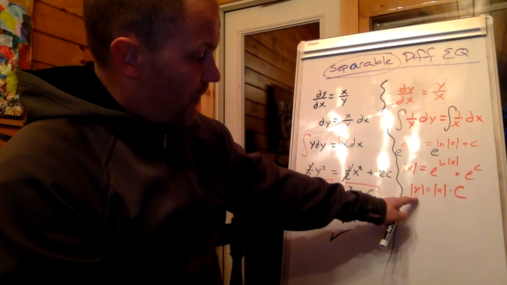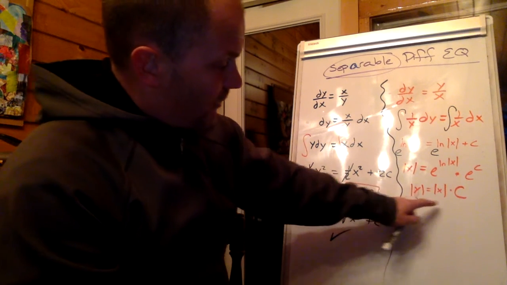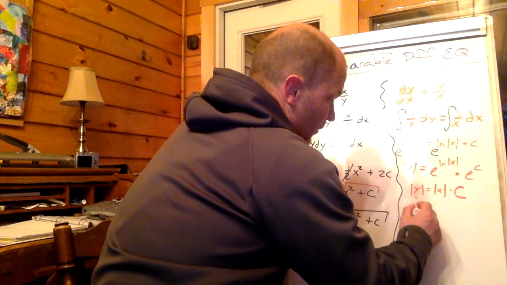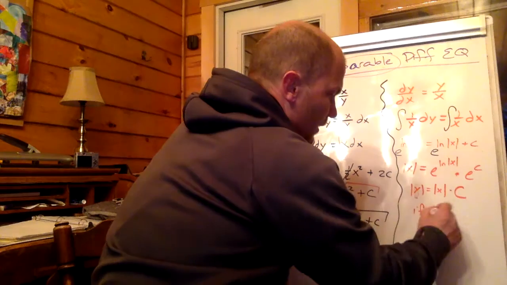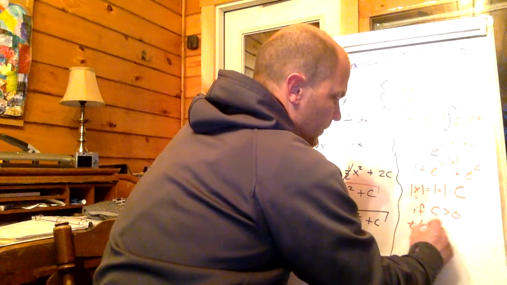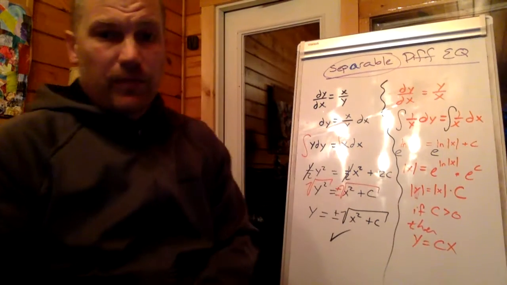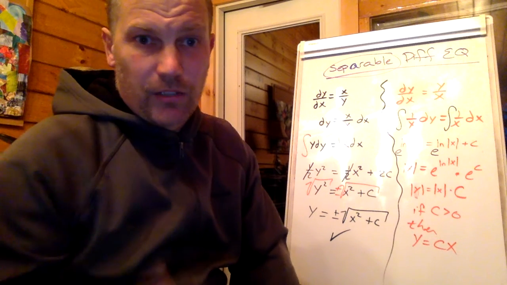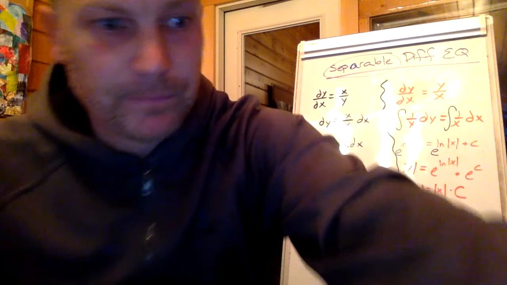So this is always positive. This is always positive. If this is always positive and this is always positive, this has to be positive. So we could do something like this if we wanted to. I would accept this as your answer, but if c is greater than 0, then y equals cx. So that's our equation. There you go. I'm going to do a couple more that are more challenging from here, and yeah, thanks.